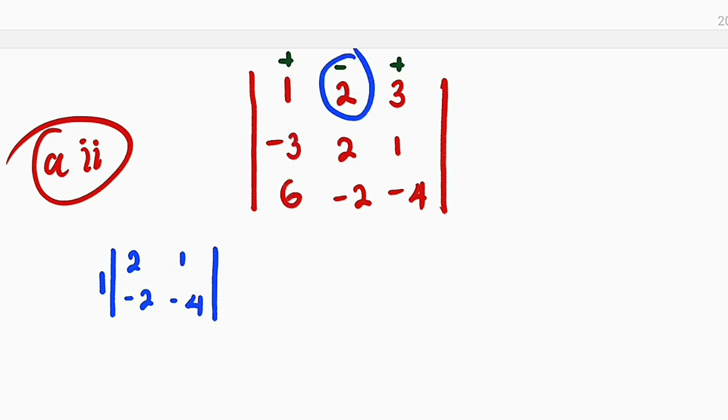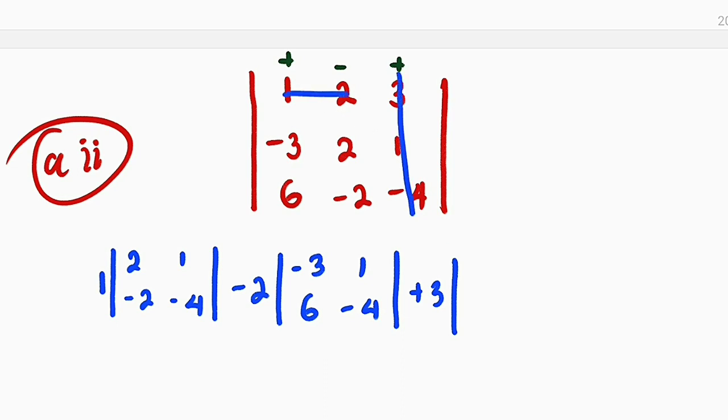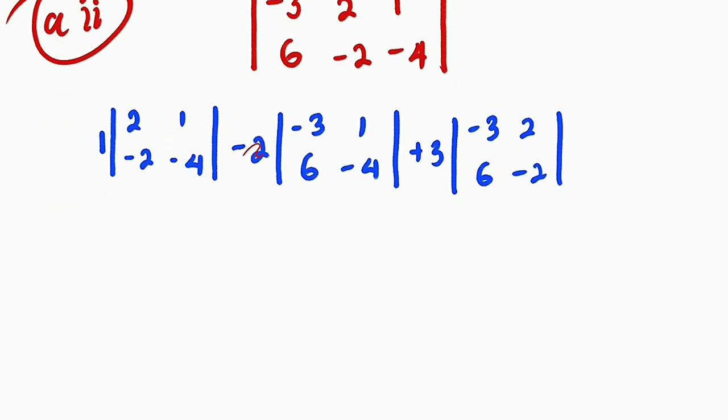Then you should take minus 2, form a matrix by deleting this column and this row. We have negative 3, 6, 1, and negative 4. Then lastly, we take plus 3, form a matrix by deleting this column and this row. We have negative 3, 6, 2, and negative 2. Next, we are going to find the determinant of these three matrices.